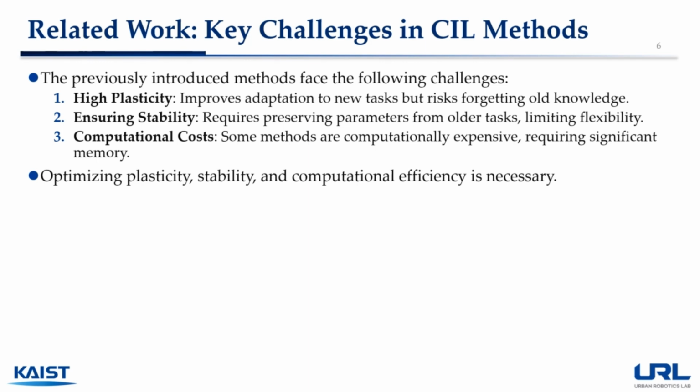The previously introduced methodologies for addressing catastrophic forgetting face the following challenges. They often have high plasticity, enhancing adaptation to new tasks but risking the loss of previous knowledge. Ensuring stability can limit flexibility since it involves preserving parameters from older tasks. Additionally, many approaches are computationally demanding and require substantial memory. Hence, it's essential to develop methods that balance plasticity, stability, and computational efficiency to effectively address these issues.